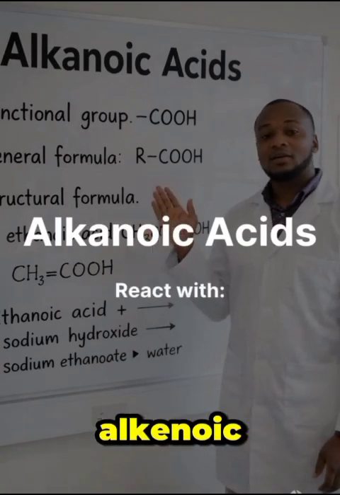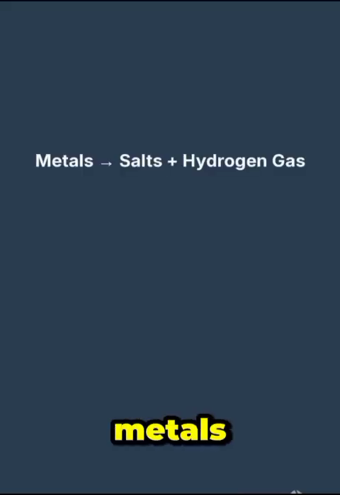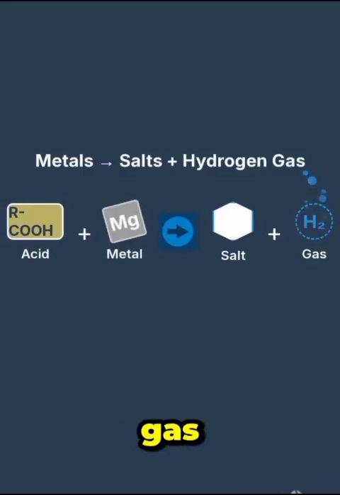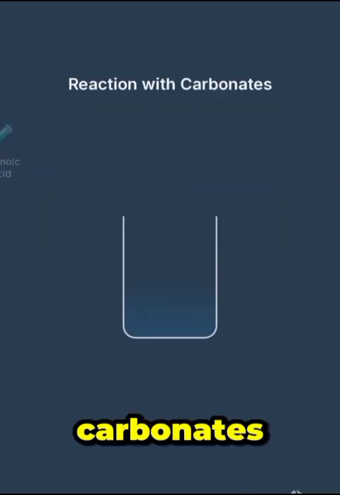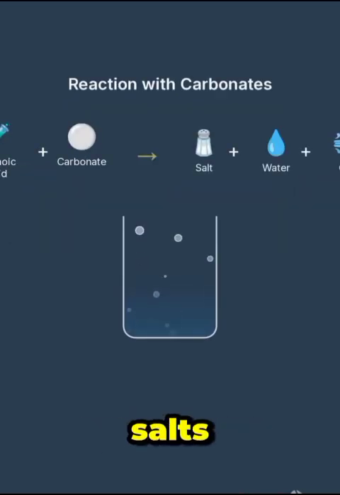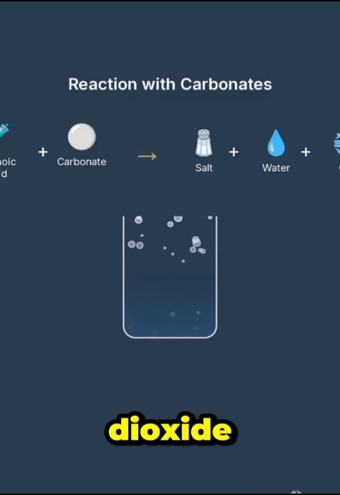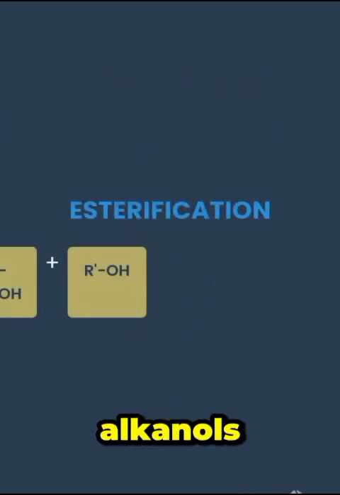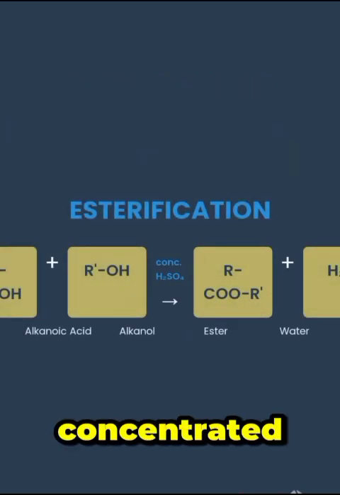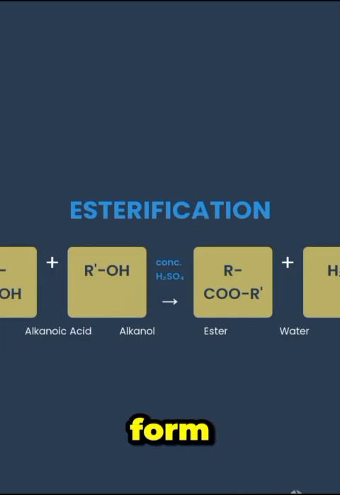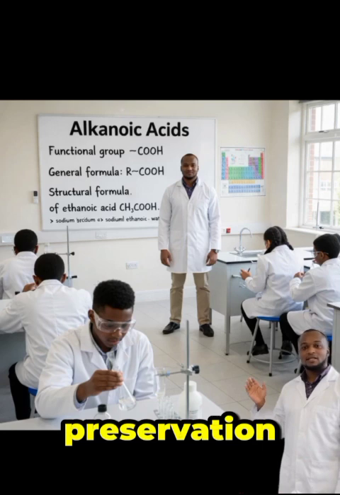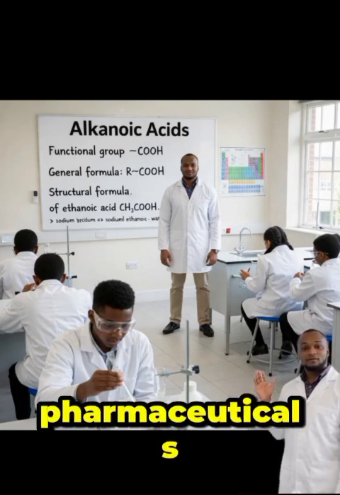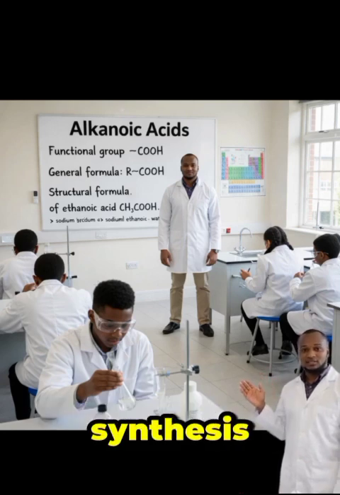Chemically, alkanoic acids react with metals to form salts and hydrogen gas, alkalis to form salts and water, and carbonates and hydrogen carbonates to produce salts, water, and carbon dioxide. They also react with alkanols in the presence of concentrated sulfuric acid to form esters in a process called esterification. Alkanoic acids are used in food preservation, soap and detergent production, pharmaceuticals, and organic synthesis.